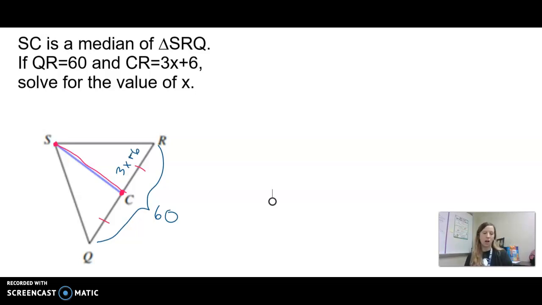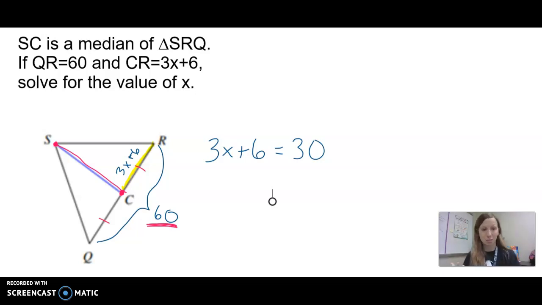Now, I know that CR is half. CR, this little segment here, the one I'm looking at, is half of the entire length, 60. So therefore, I know 3x plus 6 has to equal 30. Why does it have to equal 30? Because 30 is half of 60. I know that the length of that segment is 30.